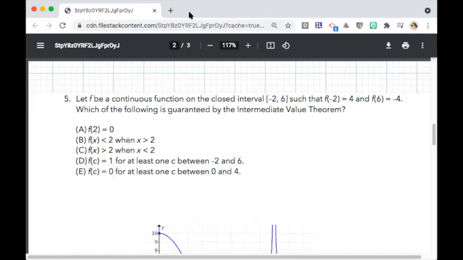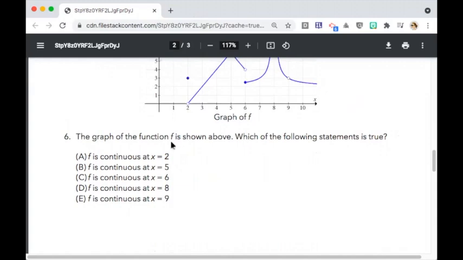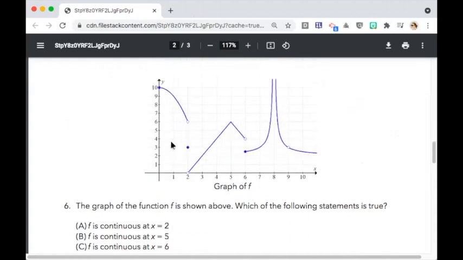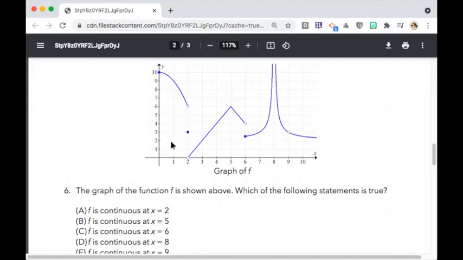All right, so let's go to number 6. It says the graph of the function shown above, which of the statements is true? So let's look at it. F is continuous at x equals 2. That is incorrect. It is not continuous.